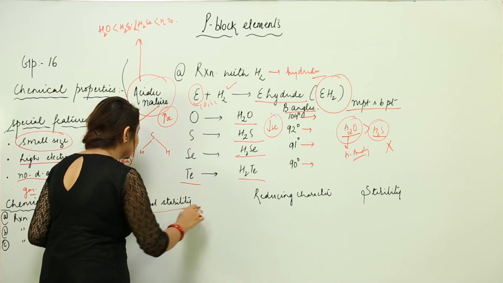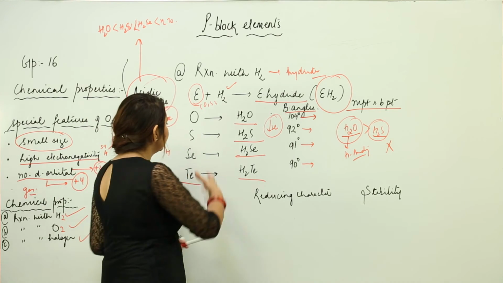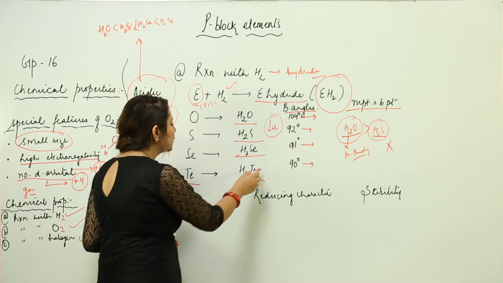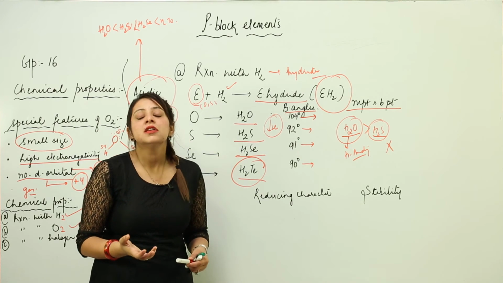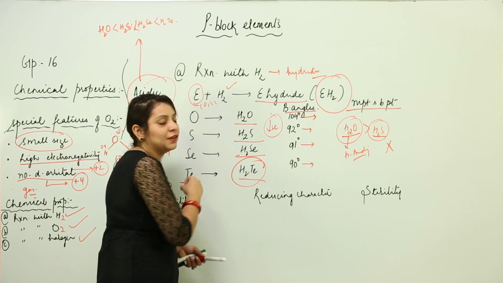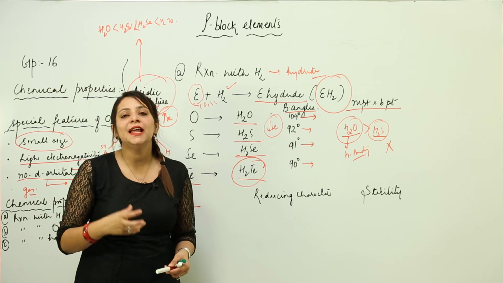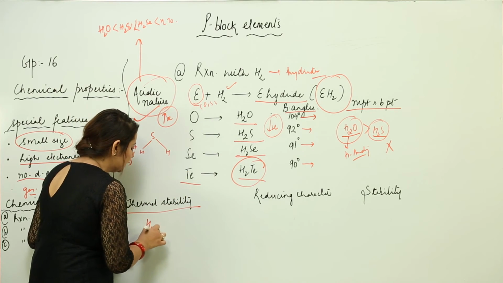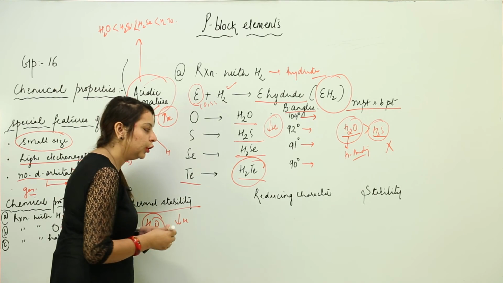Next we have thermal stability. That means when you heat it, which out of them needs less heat to get separated. Obviously this one will require less heat because it is not stable. Or you can say that here the force of attraction is not too high, so there is no strong bond, so less heat can just separate them. So if we talk about thermal stability, water is maximum stable, and thermal stability again decreases down the group.